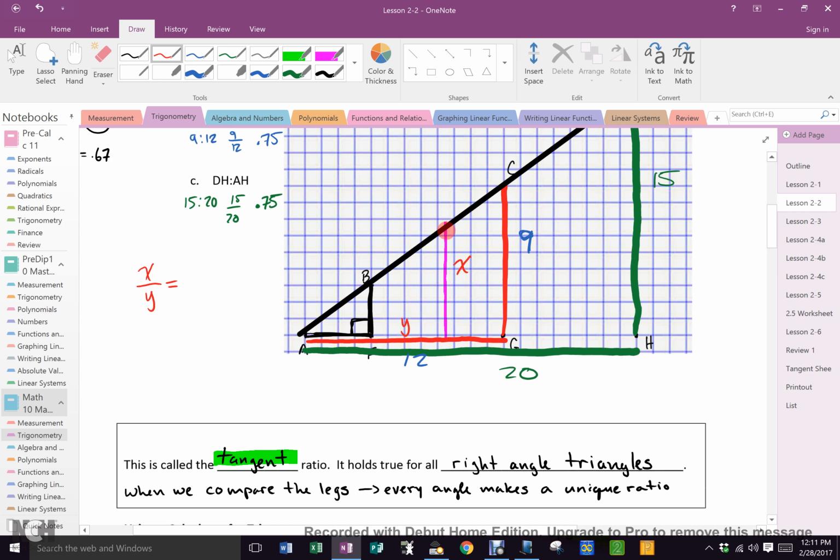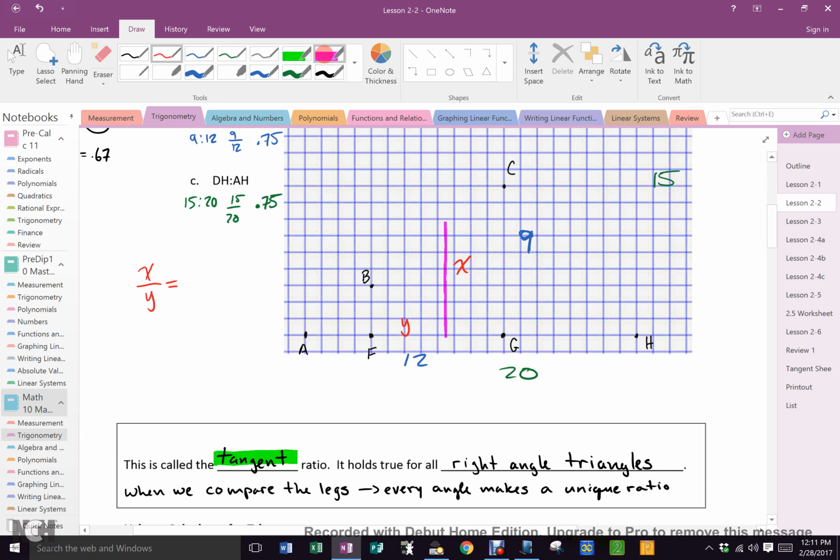X and Y. This purple triangle right here. I'm going to erase everything else, and I'm going to make that purple triangle. What is the only thing that didn't change? The hypotenuse changed, it's shorter. The angle didn't change. So this comparison is still going to be what? 0.75, no matter what. Does everybody understand that?